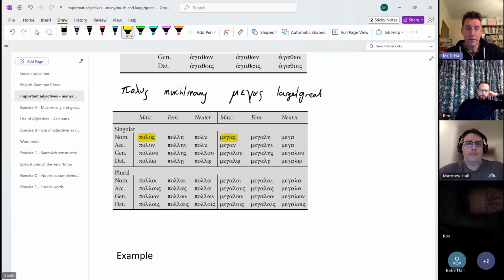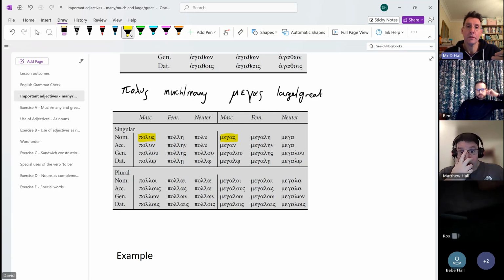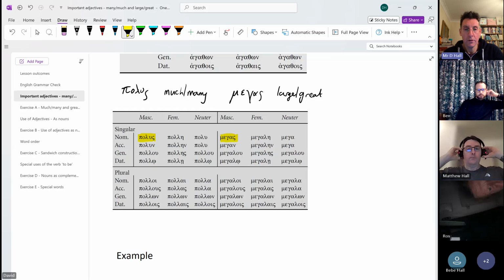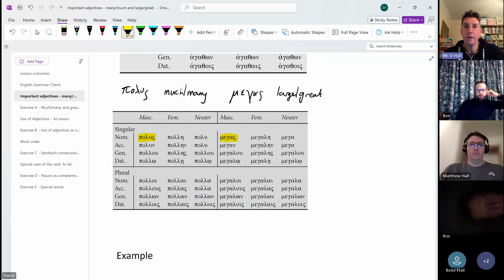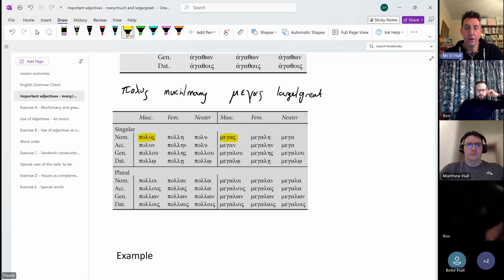Now they're both adjectives. We can talk about many things. We can talk about much something or other. We can talk about large things or great things. And just like all adjectives, these have to, if we're going to use them, agree with the noun that they're trying to describe. But I want you just to notice a few things because there's a little bit of irregularity about this, and it does look a little bit like a big table of different words to learn.